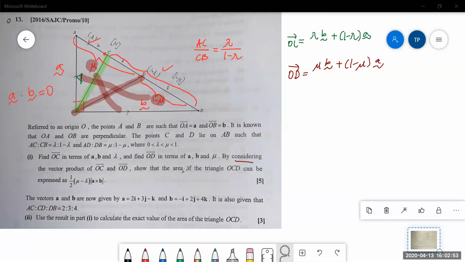Okay, so show that the area of triangle OCD can be expressed as this. So triangle OCD, area of triangle OCD.